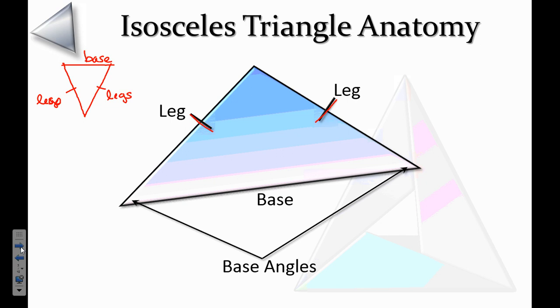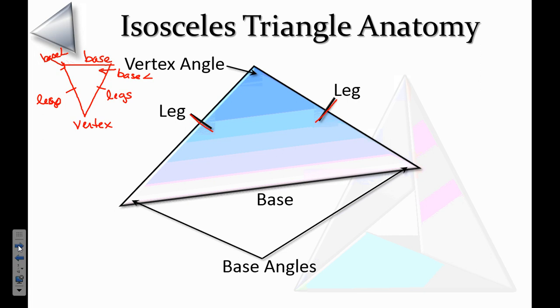So we have two congruent sides, they're called legs. Two angles opposite those legs called base angles. The third non-congruent side is called the base. We need to name the other angle, and that's called the vertex angle. So this would be our vertex angle of our upside down isosceles triangle. This would be a base angle, and this would be a base angle. Okay.